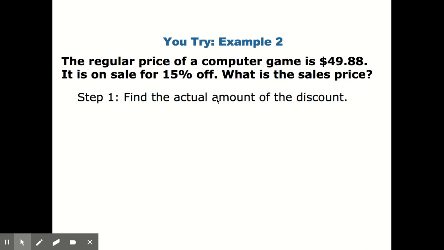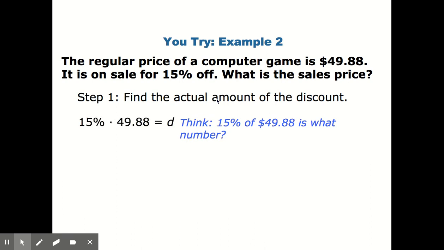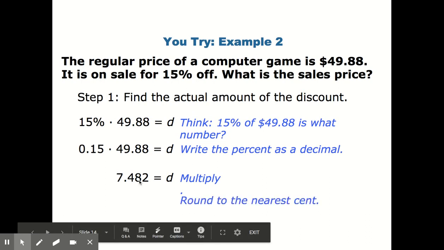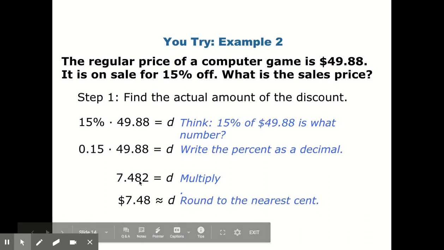The regular price of a computer is $49.88. It is on sale for 15% off. What is the sales price? Okay, so step 1 is find the actual amount of the discount. So I would find 15% of $49.88 by doing 15% times 49.88, but I would convert the percent to a decimal first, so I get 0.15 times 49.88. Take your calculator out, multiply, you get 7.482, and we would round that to $7.48.